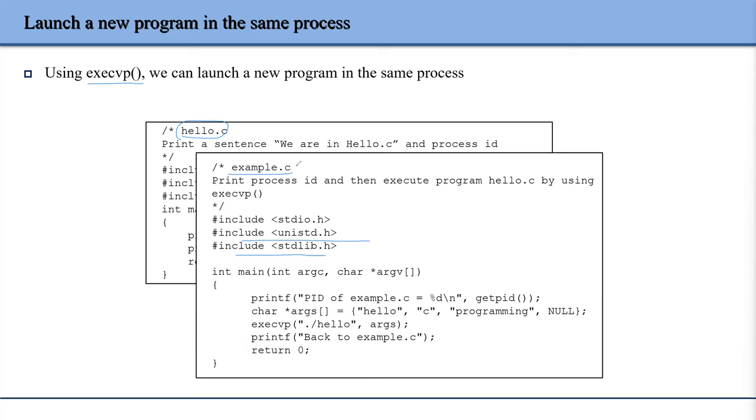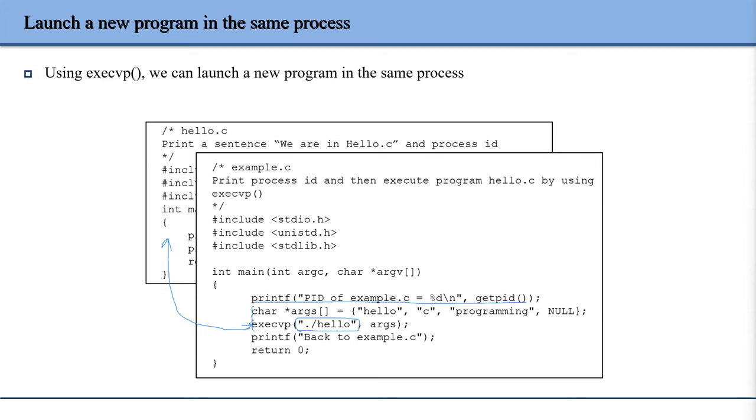And then there is another program called example.c. As for the example.c, it first prints out the process ID of itself, and then uses the execvp to invoke the hello.c, which means when the process runs to this position, such a process will be redirected to this process. So after the example.c prints out the PID of itself, it will execute the code in the hello.c.